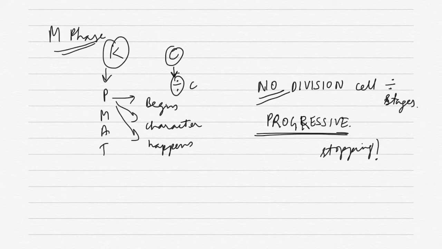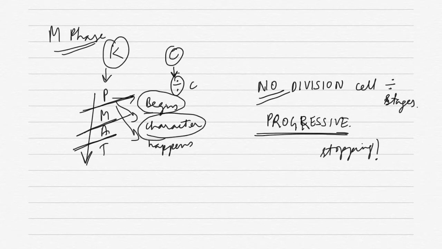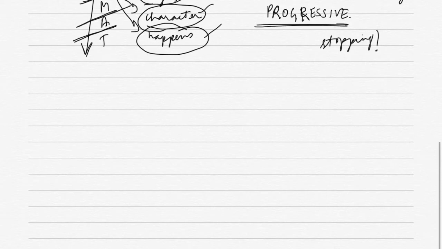There is no proper boundary defining prophase and metaphase or anaphase and telophase. But for our understanding, it has been divided into stages and we should know when a stage begins, what are the characteristic features and what happens. Now prophase, metaphase, anaphase and telophase, all of them we are going to study together.